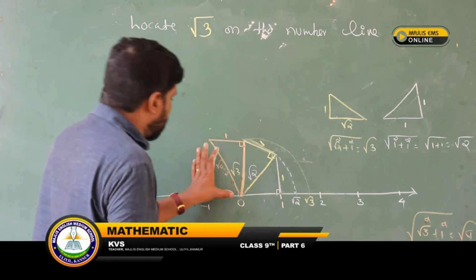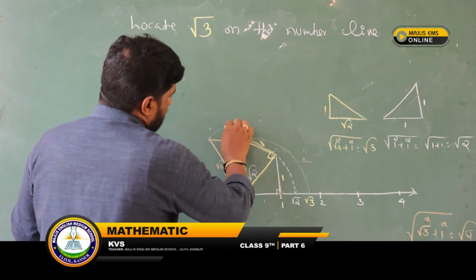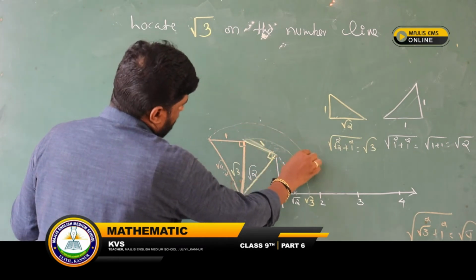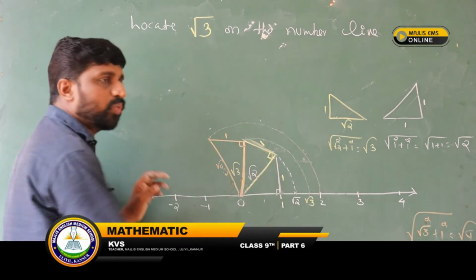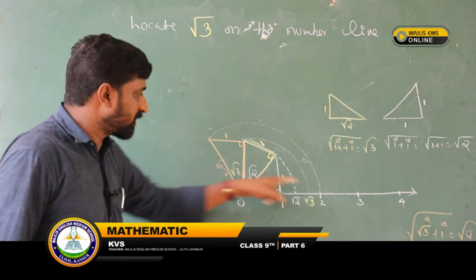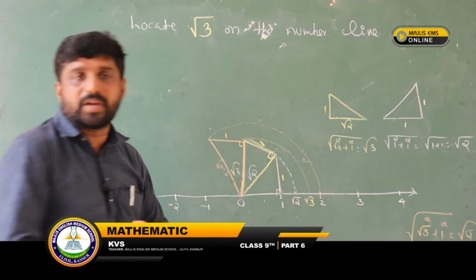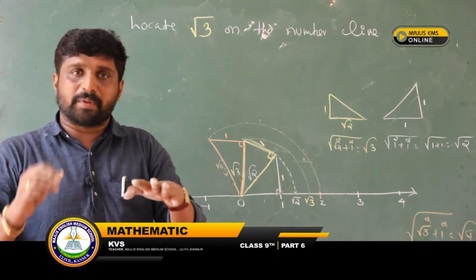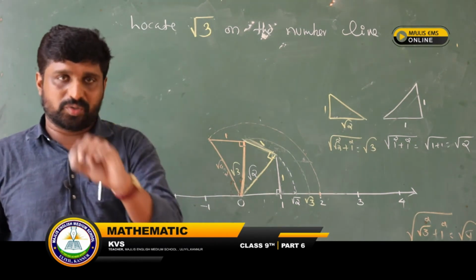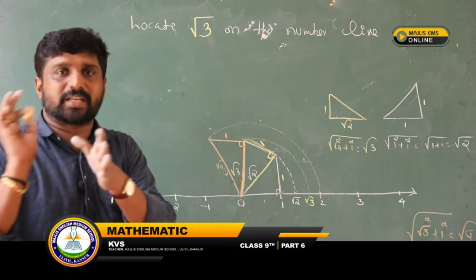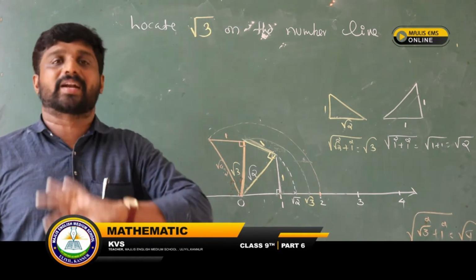Then taking your compass, this width, we can draw an arc like that. That always intersects at 2, because root 4 is actually 2. Therefore, that line will intersect here. Therefore, this root 4, no need to locate on the number line, because that value you already know, but I can explain this. We can verify here that it's correct or not.